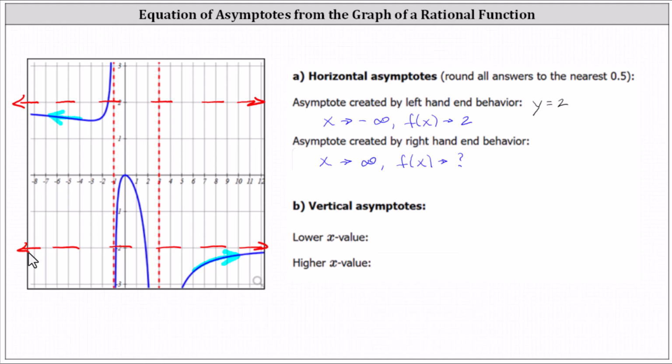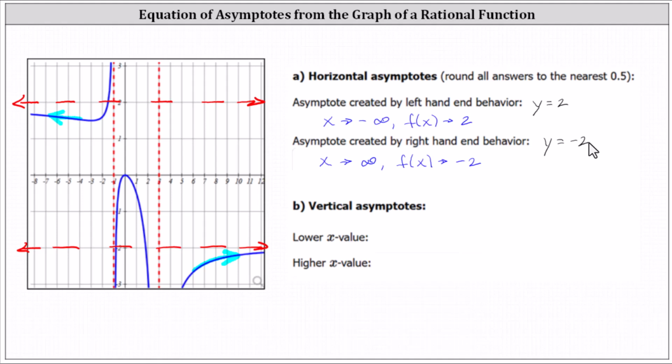Again, this is another example where a function does cross a horizontal asymptote. So going back to our right-hand behavior, as x approaches infinity, f of x approaches negative 2, which indicates y equals negative 2 is the equation of a horizontal asymptote.